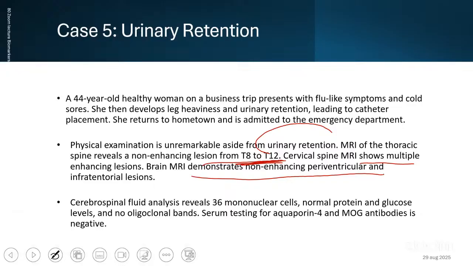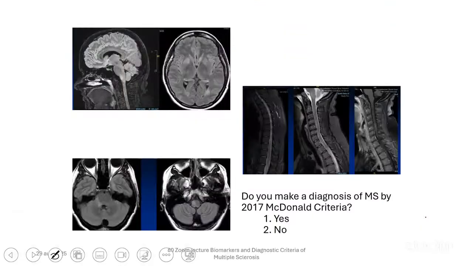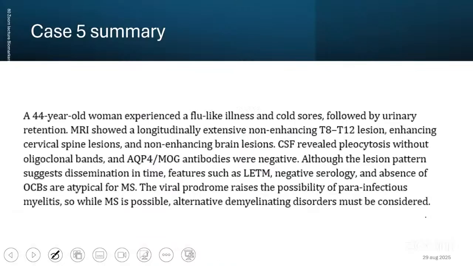CSF analysis reveals 36 mononuclear cells, normal protein and glucose levels, no OCBs. Serum testing for aquaporin 4 and MOG is also negative. So these are the MRI pictures. Do you make a diagnosis of MS using the criteria? What does the summary say?